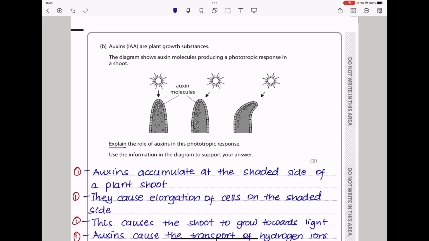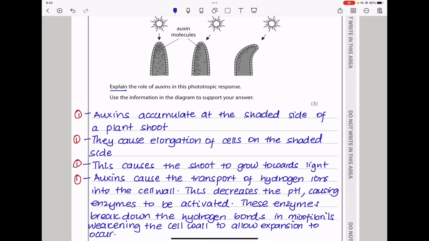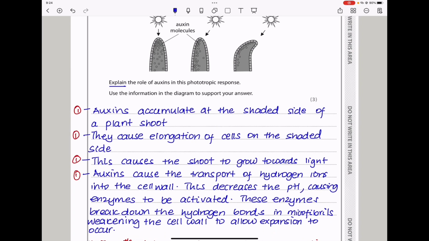When we look at this, we can see that when the light is directly above the shoot, there is even distribution of auxin molecules. But if light is directional, or unidirectional, we see that the auxins are going to accumulate at the shaded area and they will cause elongation in that area. Auxins accumulate at the shaded side of a plant shoot, and this causes elongation of the cells on the shaded side. This causes the shoots to grow towards light.